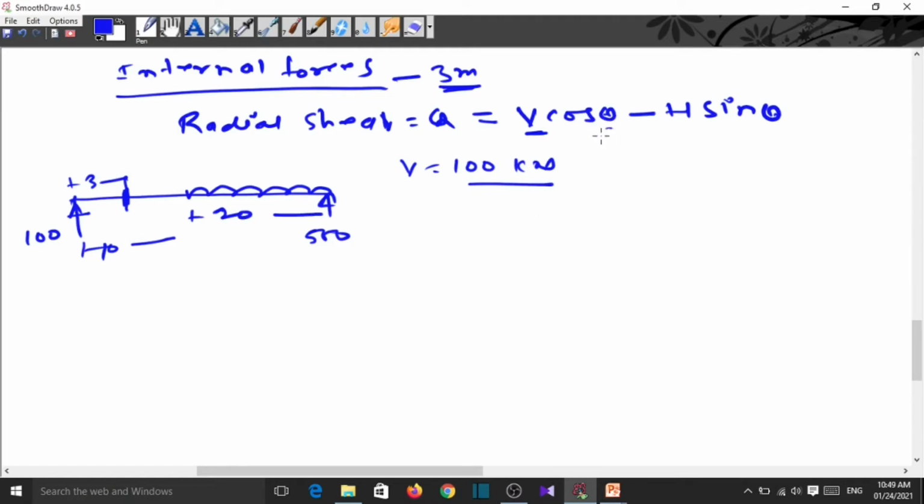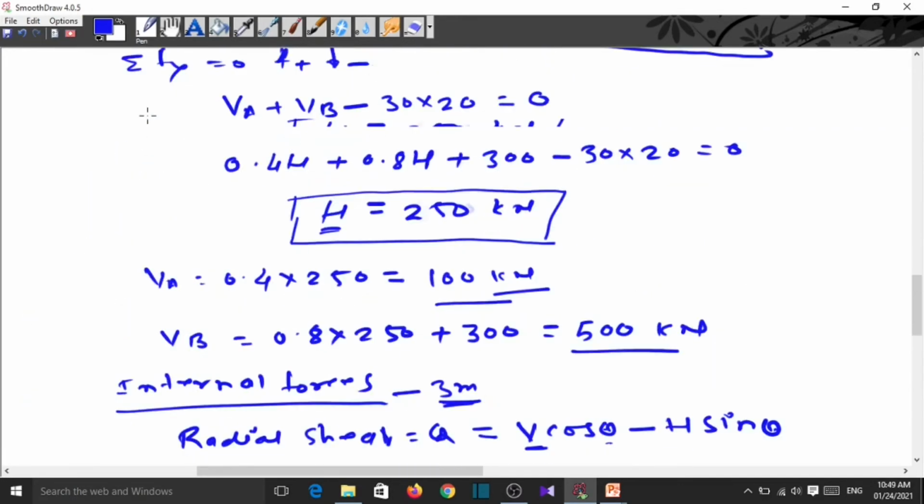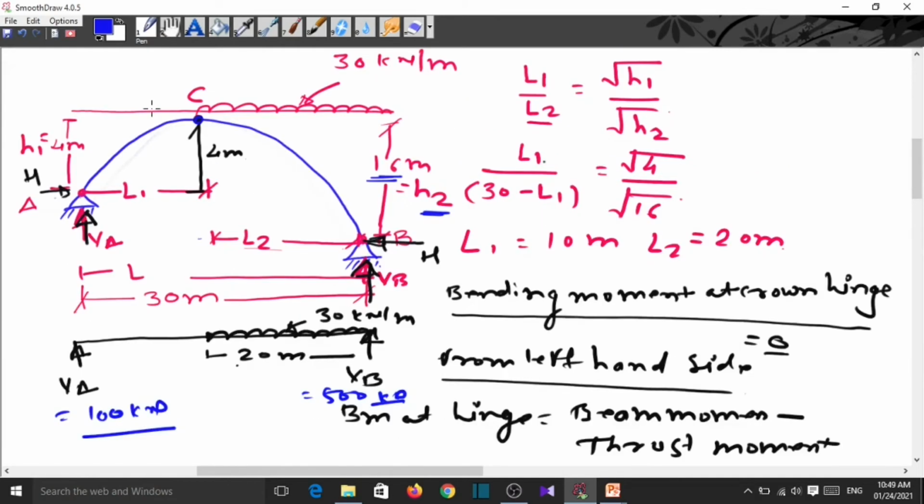Then theta. We know the formula is tan theta is equal to 4h divided by L square into L minus x, here x is the span. Now the important concept here: we want this 3 meter. So this is our arch, having the half span L1. So we want the span of this location. So span is what? The support level is at the same level.